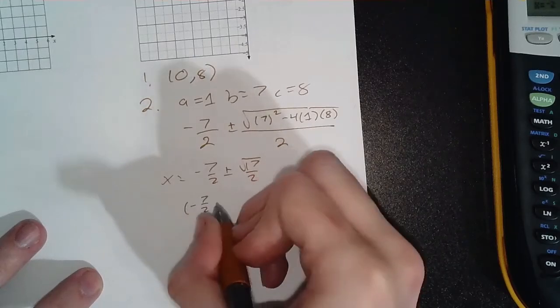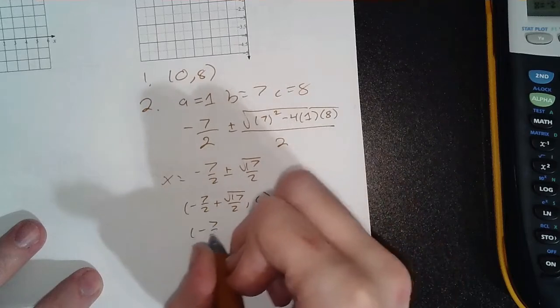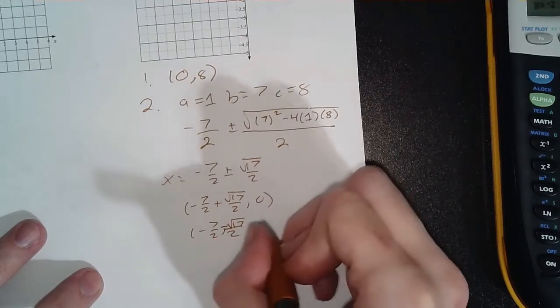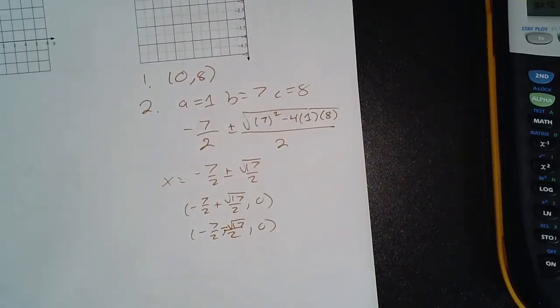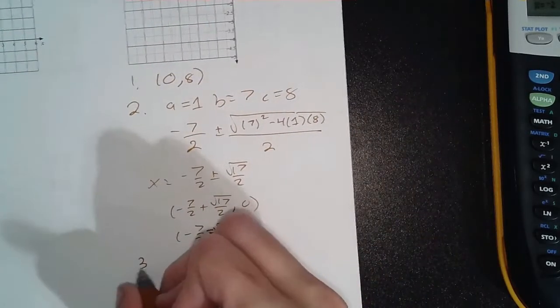negative 7 over 2 plus the square root of 17 over 2, comma 0, and negative 7 over 2 minus the square root of 17 over 2, comma 0, which is useless. We can't actually graph these. There's no real reasonable way of doing it. We could plug them into our calculator to estimate, so these are not going to be coordinates we put down. We need to have them written somewhere on our paper to note where they are, but we're going to go ahead and move on to number 3, the axis of symmetry.